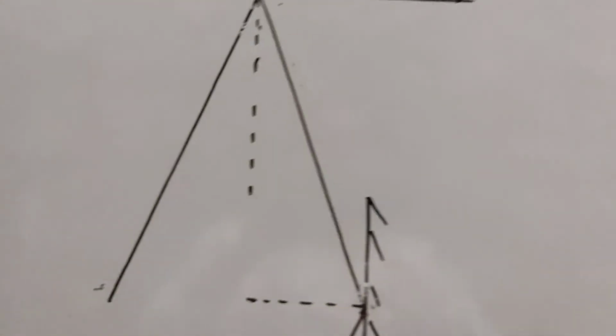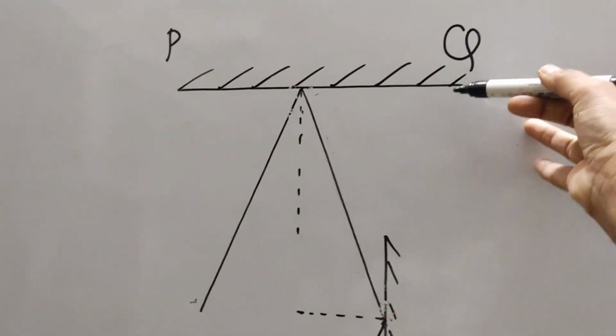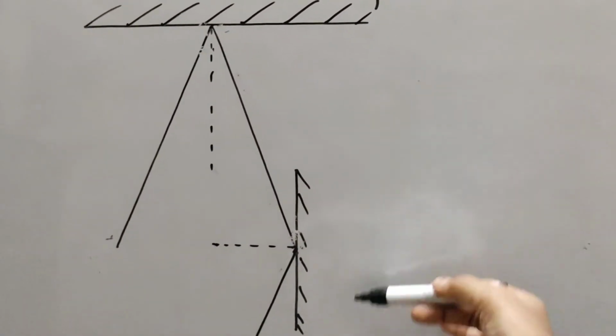Wait, I have drawn it here. I'll draw it here only. This will be better. I'll draw the mirror here. Just wait.